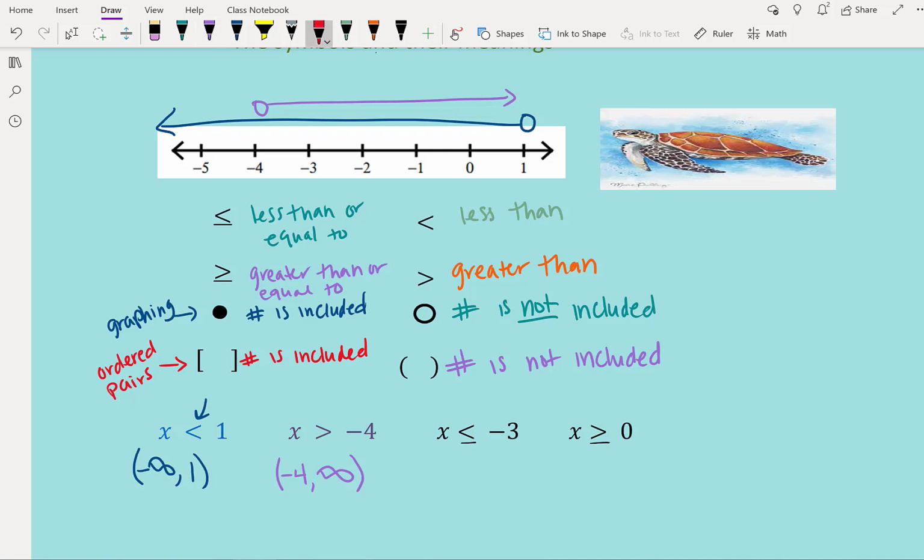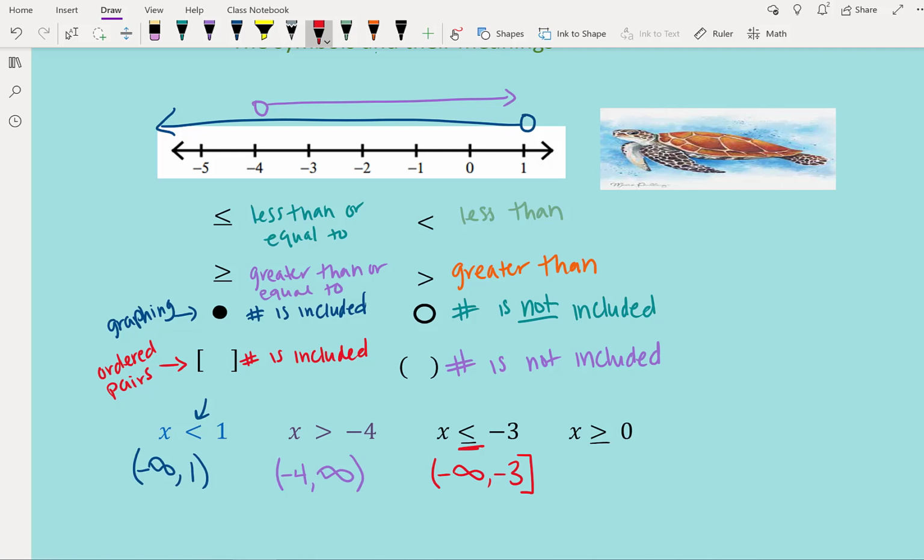All right, for x is less than or equal to negative 3. Algebraically, we say that down here we have negative infinity with the parenthesis, and then this time because it's or equal to, we're going to say negative 3, but we're going to have a closed bracket.